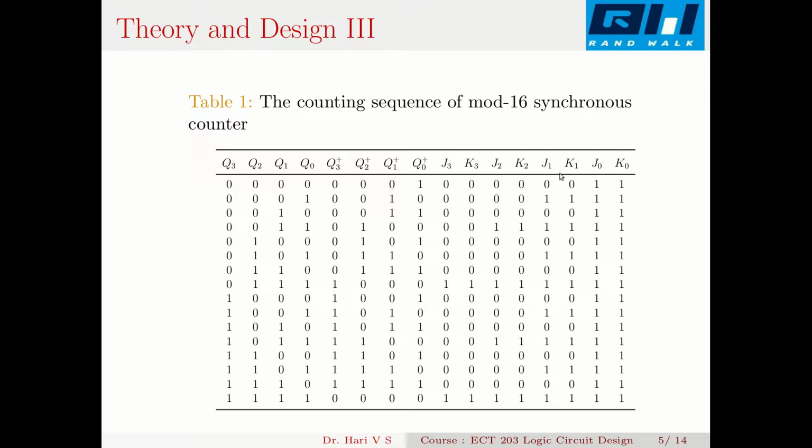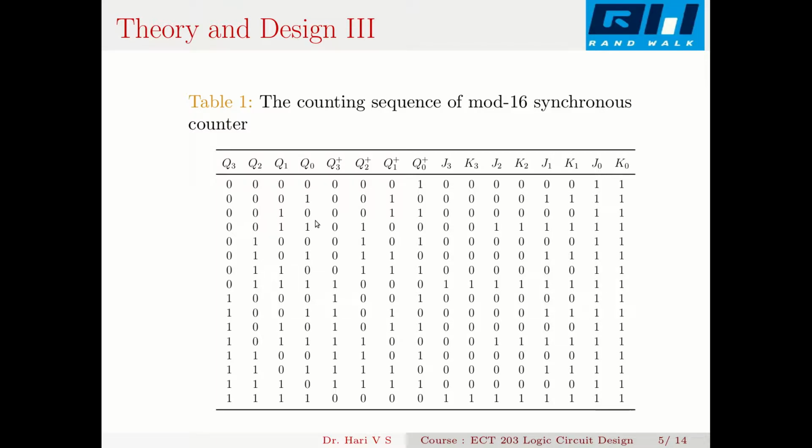Either I can resort to a K-map, but you can see that this is very simple. You can compute J1 and K1 just by observation. You can see that J1 is equal to K1 everywhere. If you look closely at Q0, you can see that J1 and Q0 are the same. J1 is equal to K1 equal to Q0. You can compare these two columns, J1 and K1, which are the same, with Q0.